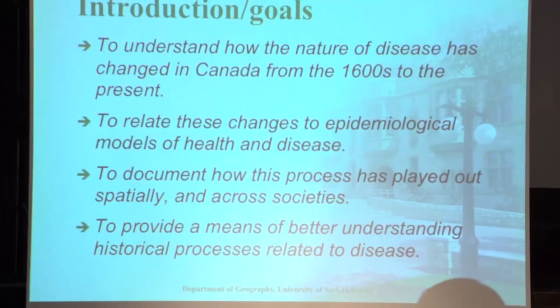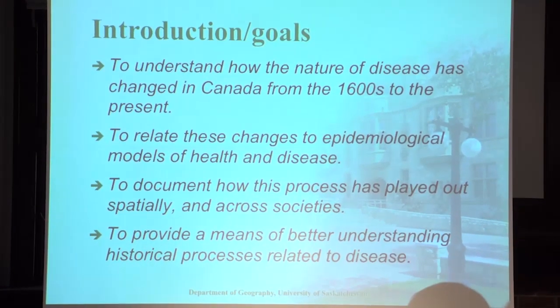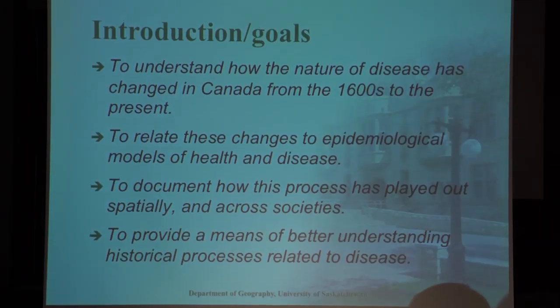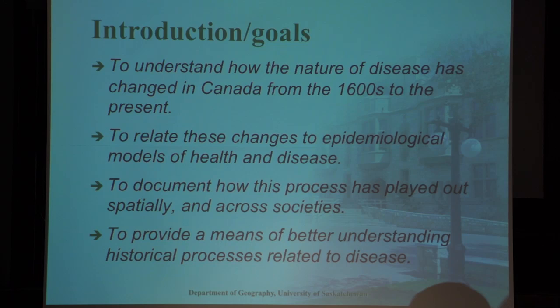My goals are, firstly, to understand how the nature of disease has changed in Canada from the 1600s to the present. Now, that's more in terms of the paper here. I'm more along the lines of setting out a kind of a model for looking at that. But as I complete the paper, that's what I'm intending to do, is to look how things have changed in that period since the 1600s, so basically the contact period. I want to relate these changes to epidemiological models of health and disease.